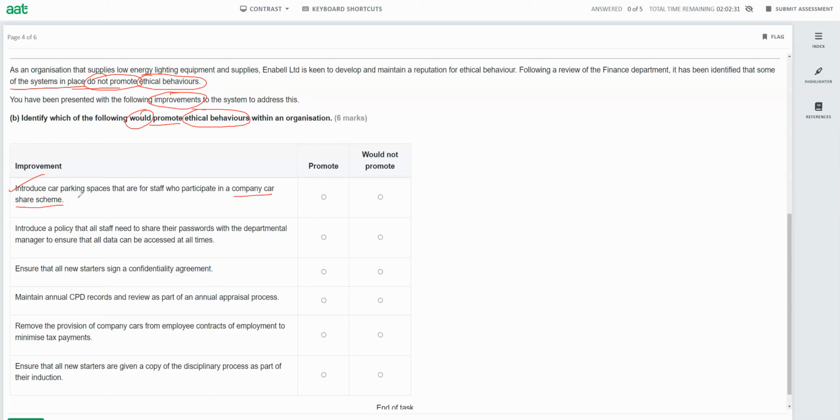And if you offer the free car space to those people who are willing to share or participate in the company car share scheme, that looks more fair, like they deserve the car parking more than those who try to go by themselves. So we'll say it will definitely promote the ethical behavior.